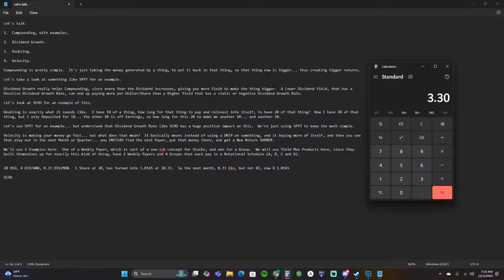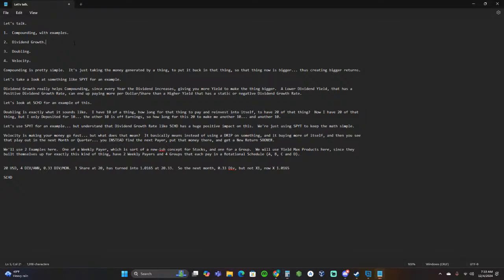So now we understand compounding. We understand how dividend growth can positively impact compounding. That's awesome. So what's this idea with doubling? Doubling is exactly what it sounds like. I have 10 of a thing. How long for that thing to pay and reinvest into itself to have 20 of that thing, to double it? Now I have 20 of that thing. We don't have to do any extra math for doubling again unless we're dealing with something that has a dividend growth rate. If it's static, then yeah, it just keeps doubling over the same amount of time.